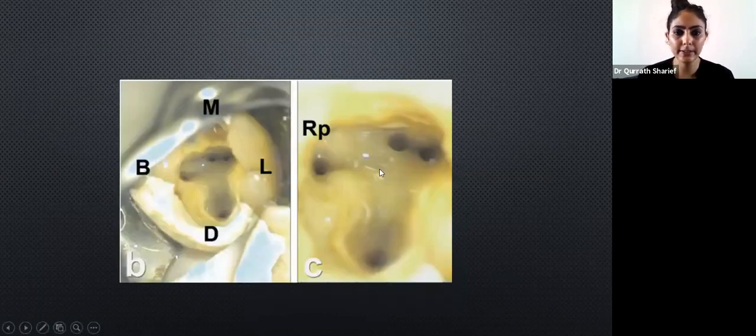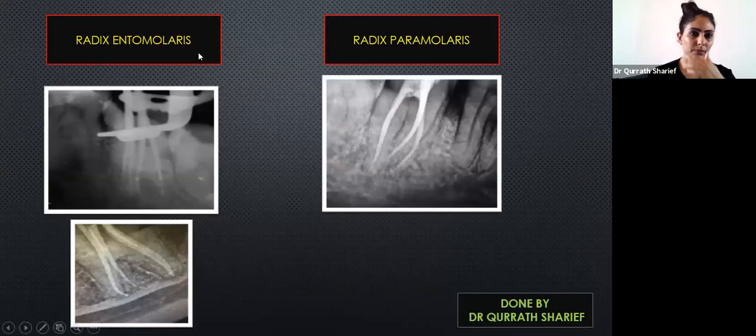So this is the Radix paramolaris: mesial, lingual, buccal, distal. This is the Radix entomolaris in your mandibular second molar. Again, Radix entomolaris in your mandibular second molar, and Radix paramolaris again in your mandibular second molar.